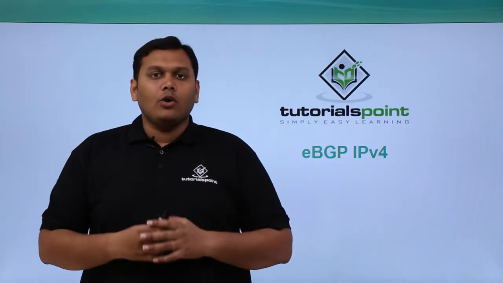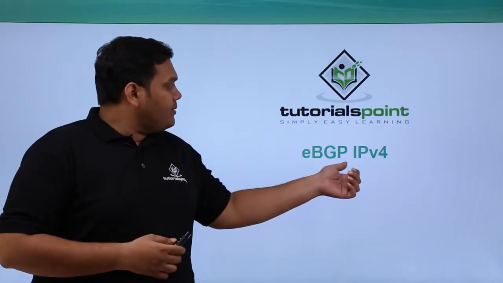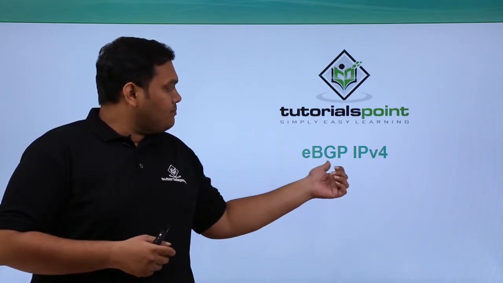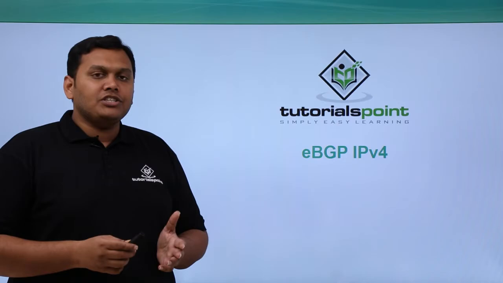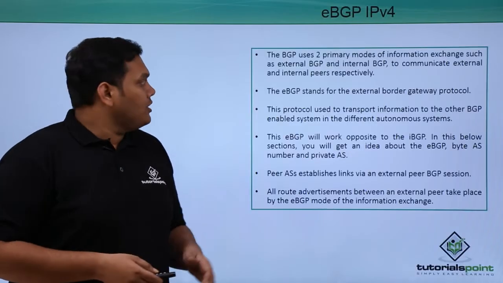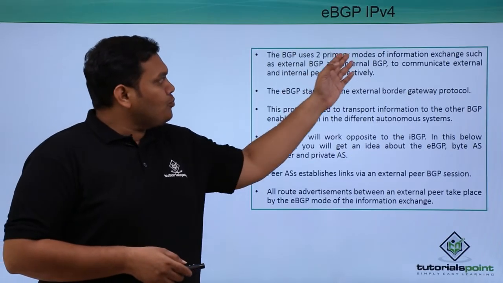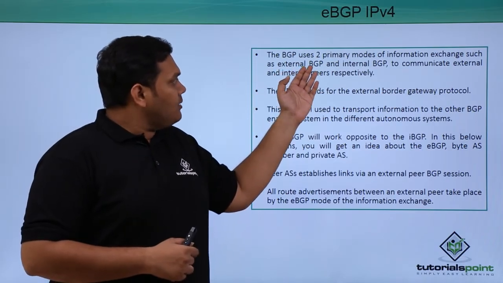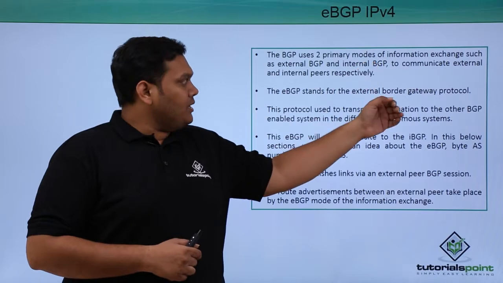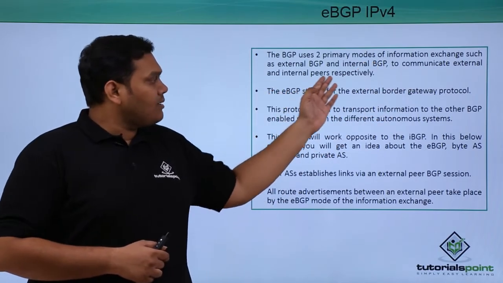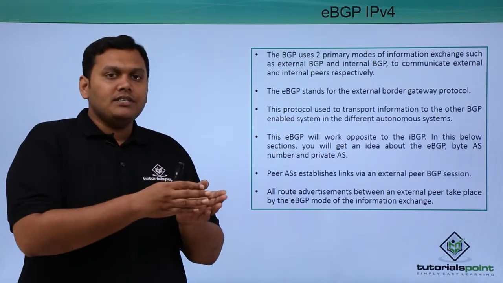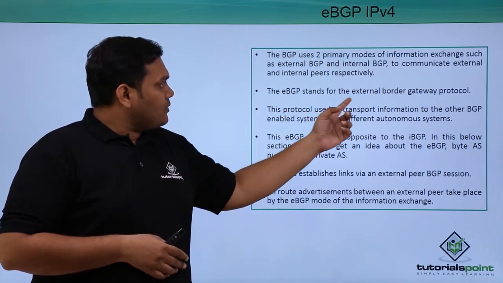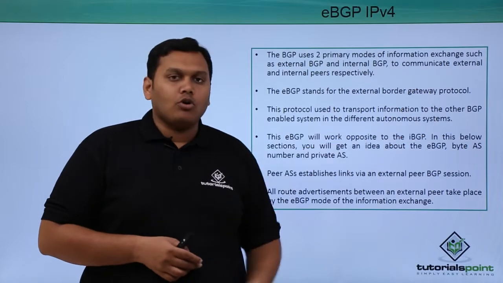In this video, we are going to discuss eBGP and IPv4. So what is eBGP? eBGP is External Border Gateway Protocol. BGP uses two primary modes of information exchange, external BGP and internal BGP, to communicate with external and internal peers respectively. BGP is Border Gateway Protocol, and eBGP stands for External Border Gateway Protocol.